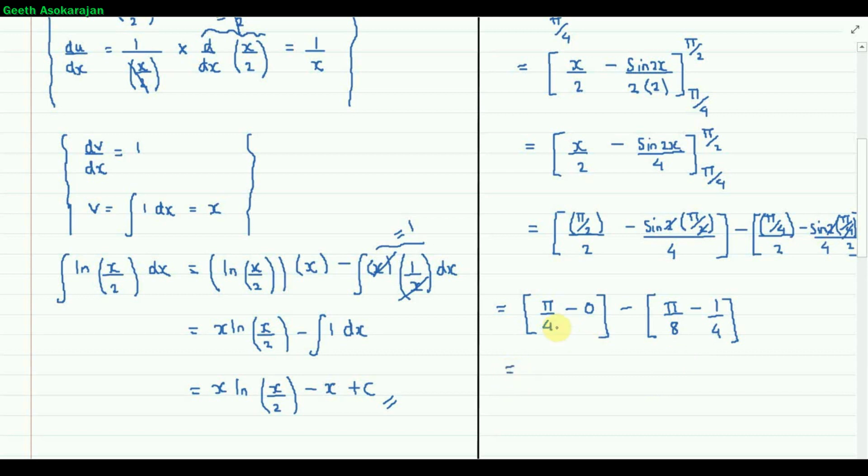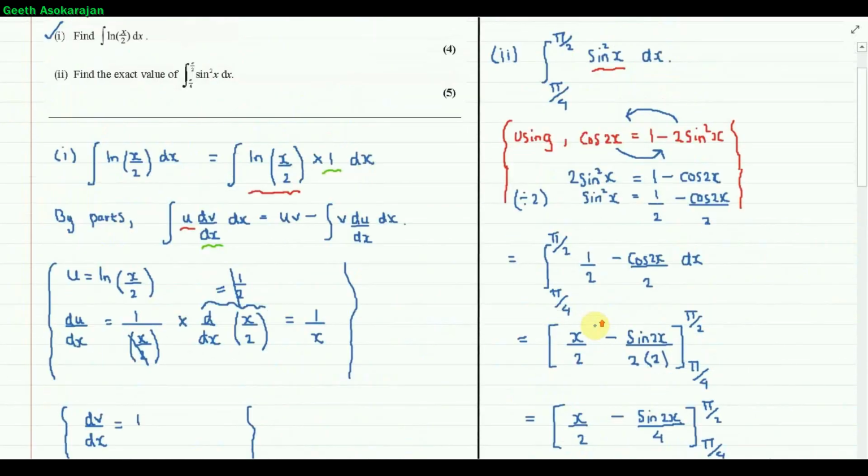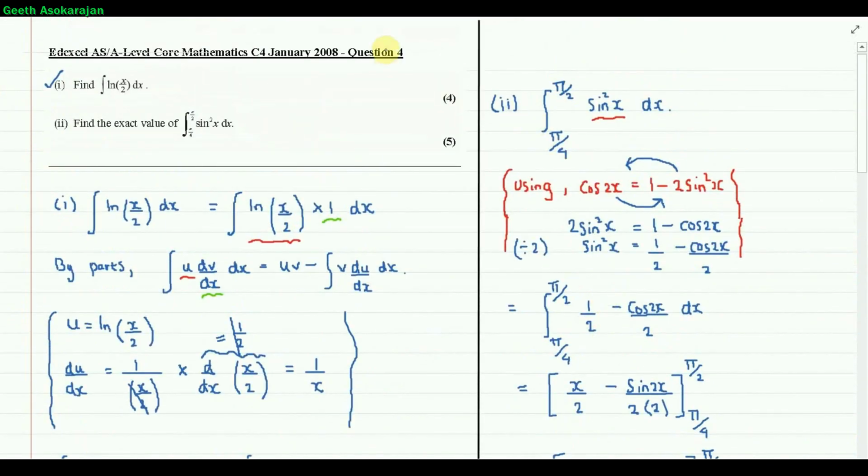And if you simplify this overall, pi over 4 minus pi over 8 is going to give you pi over 8. So I've simplified these two terms. Minus into minus is plus, so it's plus 1 over 4. I'm going to leave my answer like this in terms of pi, and that should be the solution to part 2 of question 4. So part 2 done.